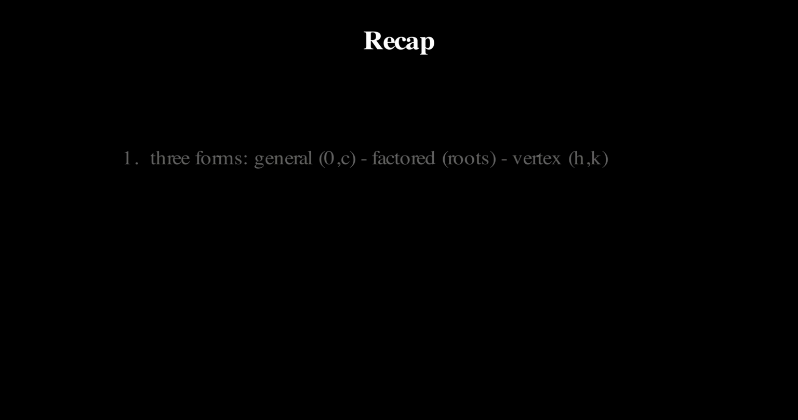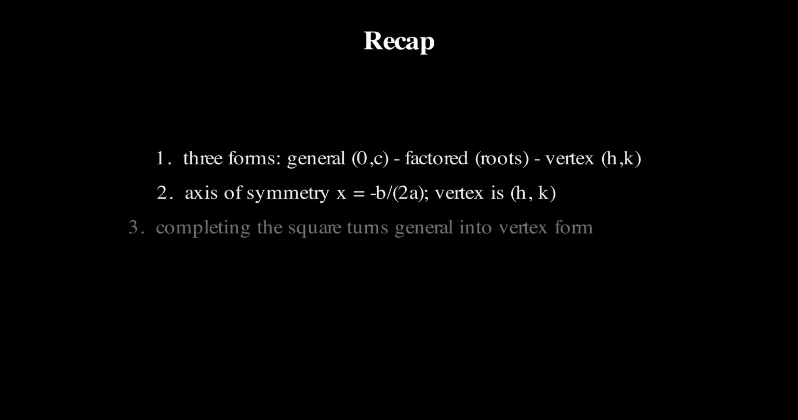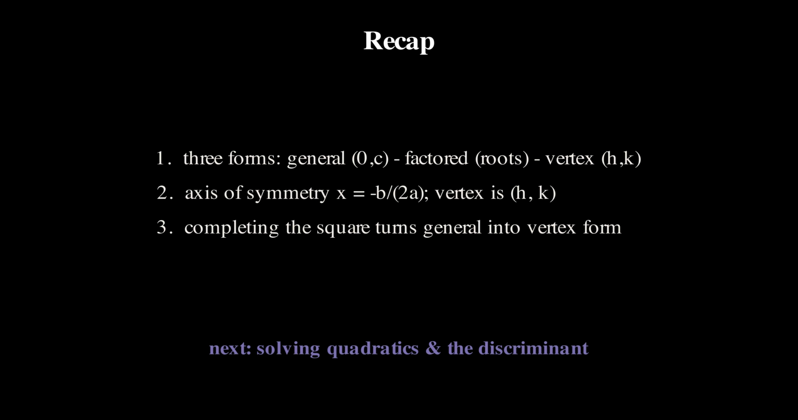Dodge these 4 and quadratics become some of the safest marks on the paper. And that is SL 2.6, fully covered. The parabola in all 3 of its disguises. General form, where you read the y-intercept and the axis of symmetry. Factored form, where the roots fall straight out. And vertex form, where the turning point is handed to you, reached by completing the square.